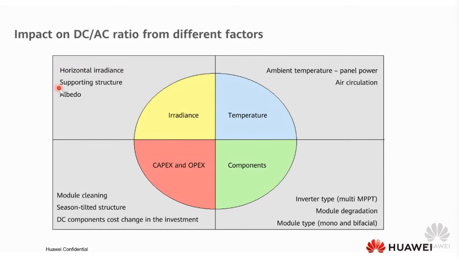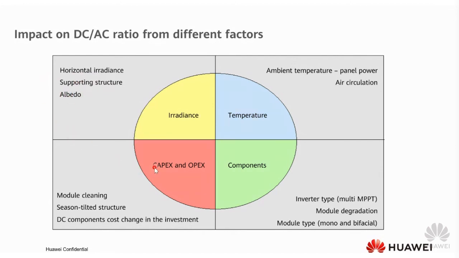Also, the supporting structure, whether we use a tracker or a fixed structure. If we are just focusing on the same LCOE, with the fixed structure, usually in absolute value, 0.01 extra DC-AC ratio can be calculated compared to the tracker system, because the tracker system will have a more flattened graph of daily yield compared to the bell characteristic of the fixed structure. And also albedo is affecting the DC-AC ratio.